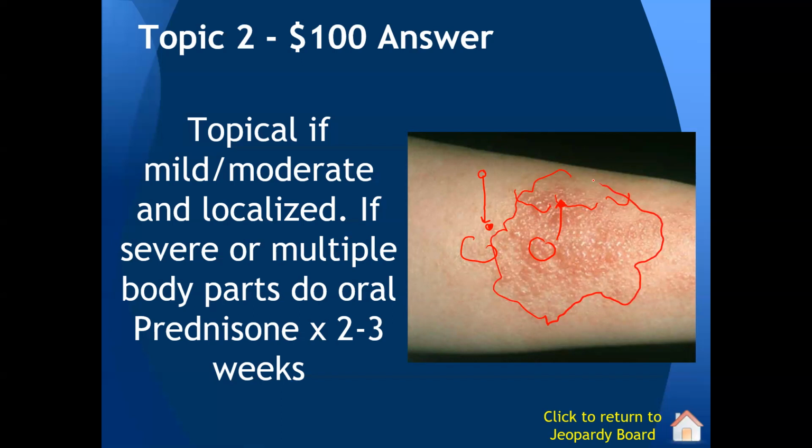So when you're going through how to treat this, it depends. If it's mild to moderate, you just want to do topical steroids. You want to use high dose unless it's on the face. But if it's multiple body parts, so if it's all over, you really don't want to put steroids on every single part of that patient's body. So in those cases, you'll do oral prednisone, with a pretty prolonged taper, 2 to 3 weeks. All right, perfect. So we got that one right.